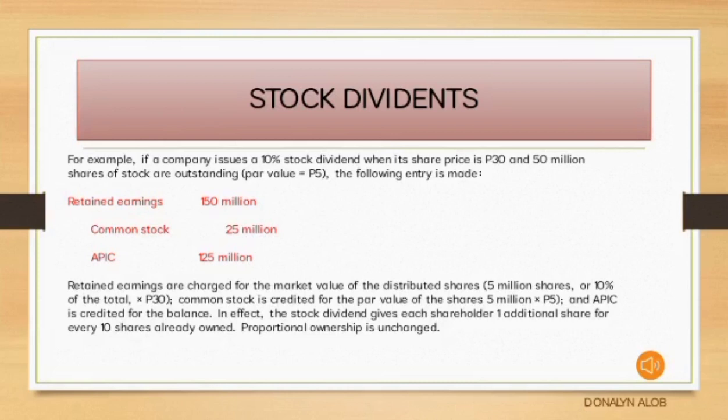Retained earnings are charged for the market value of the distributed shares: 5 million shares, or 10% of the total, times 30 pesos. Common stock is credited for the par value of the shares, 5 million times 5 pesos. Additional paid in capital is credited for the balance. In effect, the stock dividend gives each shareholder one additional share for every 10 shares already owned. Proportional ownership is unchanged.